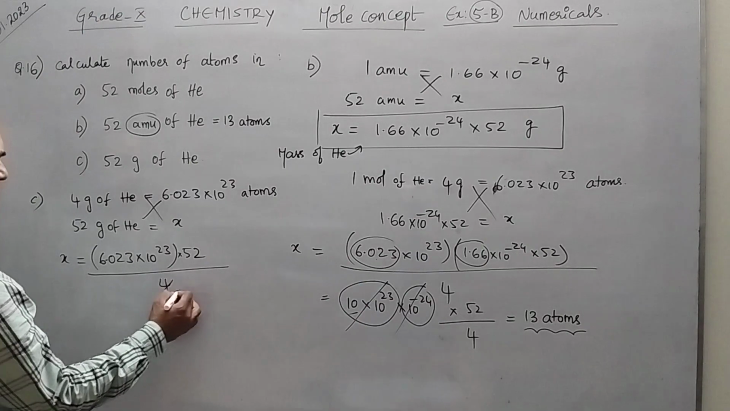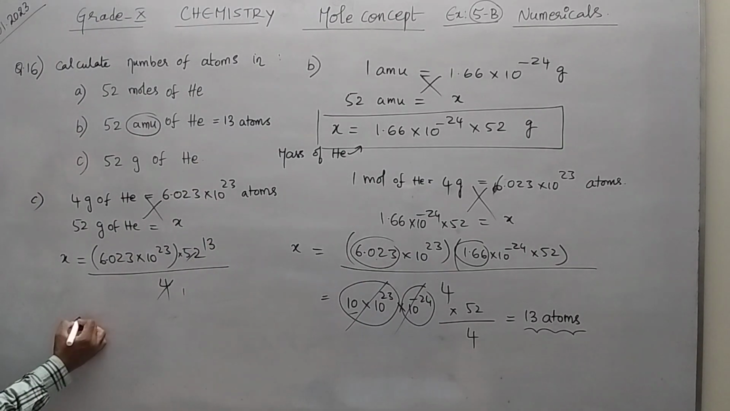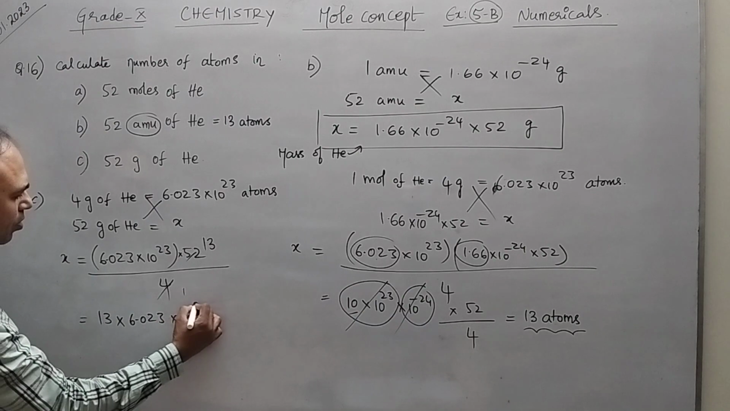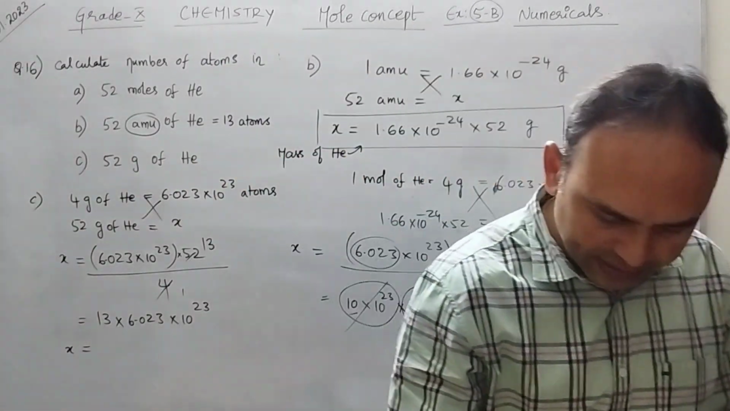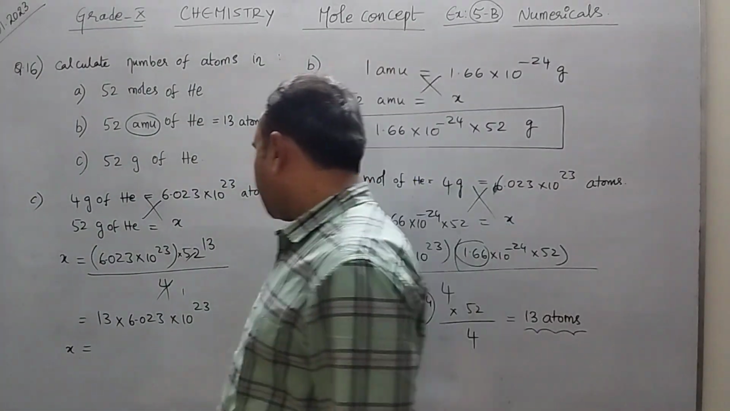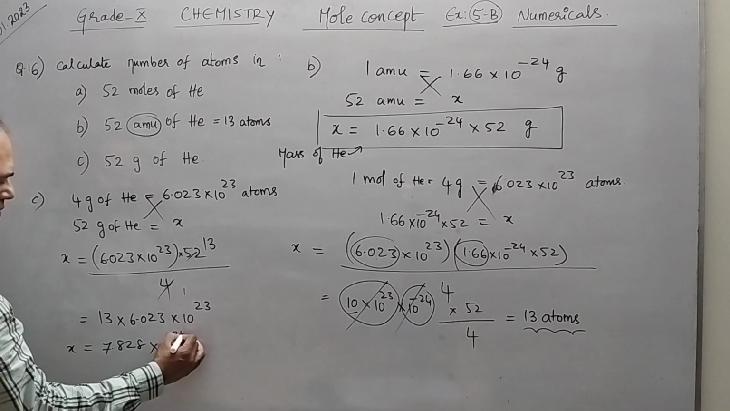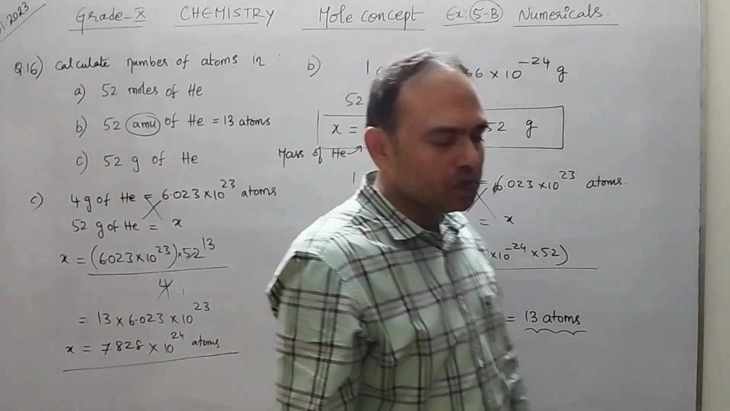Now you can cancel the 4 ones and the 4 13s. So 13 into 6.023 into 10 to the power of 23. I have calculated this earlier, nothing but 7.828 you will get, into 10 to the power of 24 atoms. So make a note of this.